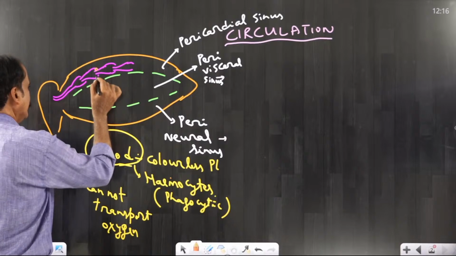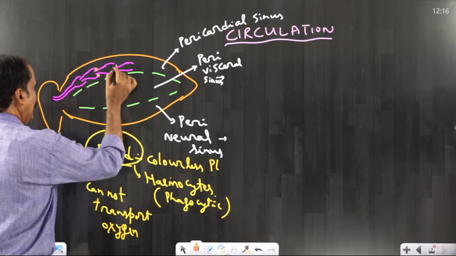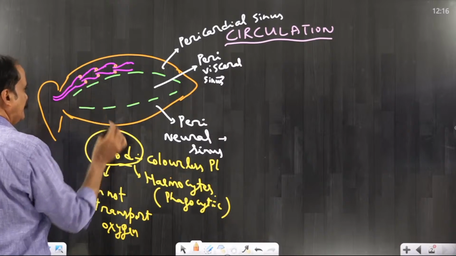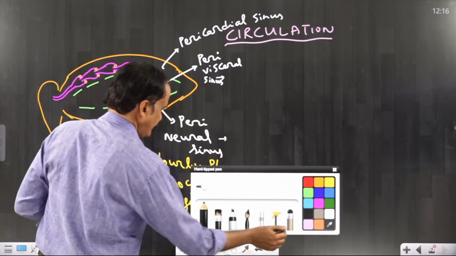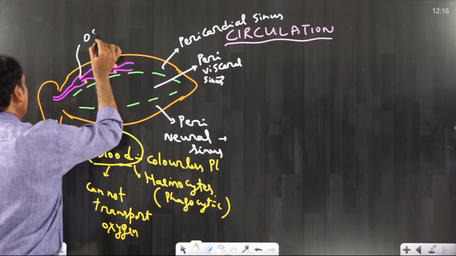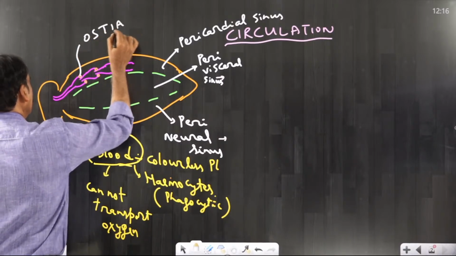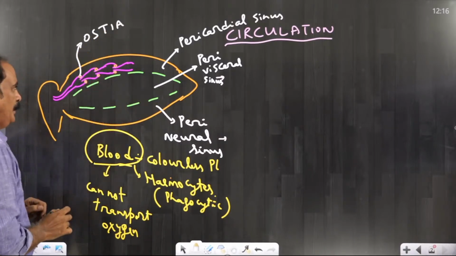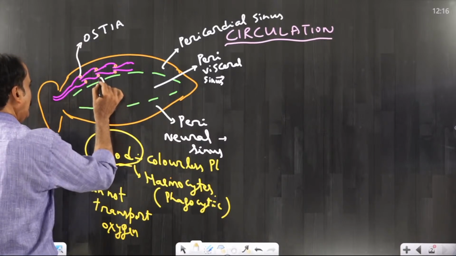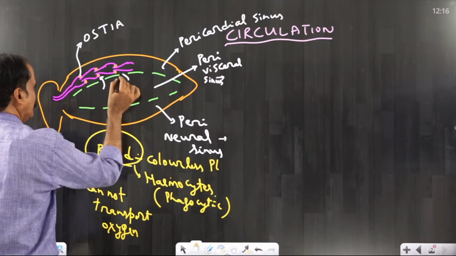Each heart chamber has a pair of openings called ostia. You should remember the name. Ostia will be allowing blood into heart. Blood enters into heart chamber through ostia.